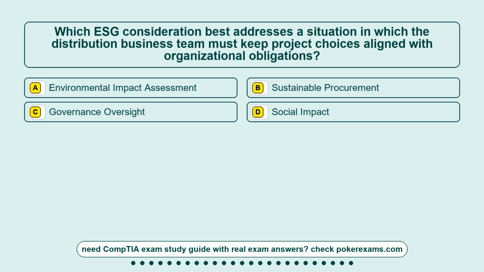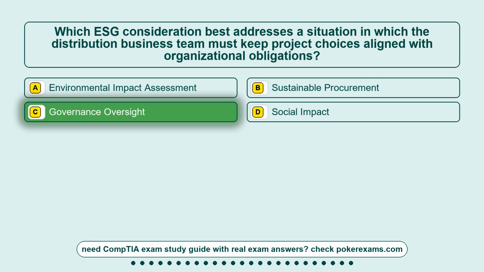Question 14. Which ESG consideration best addresses a situation in which the distribution business team must keep project choices aligned with organizational obligations? Option A, environmental impact assessment. Option B, sustainable procurement. Option C, governance oversight. Option D, social impact. The correct answer is option C, governance oversight.